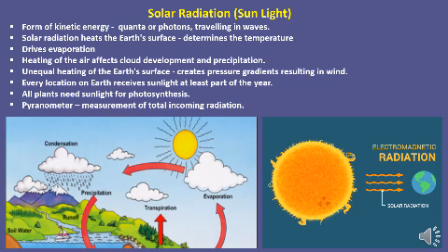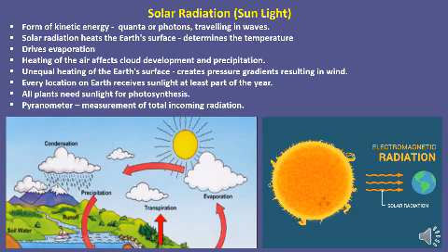Solar radiation, meaning sunlight, is a form of kinetic energy known as quanta or photons, which travels in wave form. Solar radiation hits the earth's surface and determines the temperature of the air above. Solar radiation drives evaporation so long as there is water available, and heating of the air affects cloud development and precipitation. Unequal heating of the earth's surface creates pressure gradients that result in wind, and every location on earth receives sunlight at least part of the year.